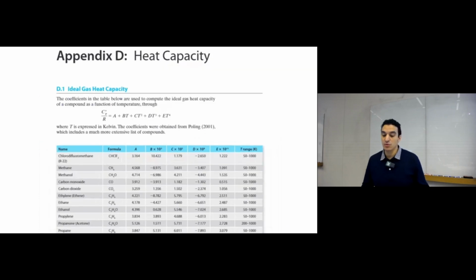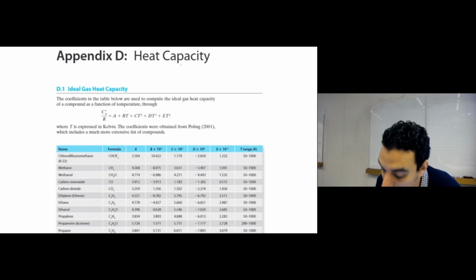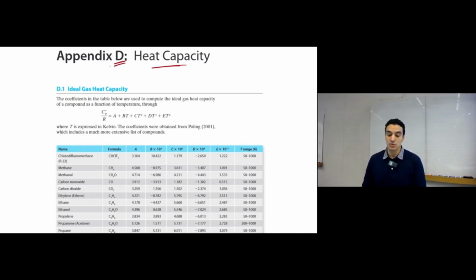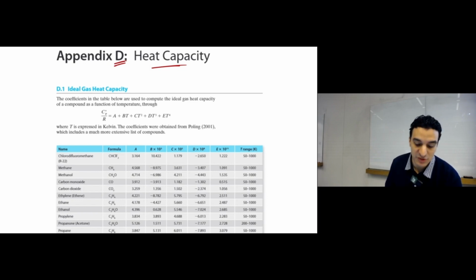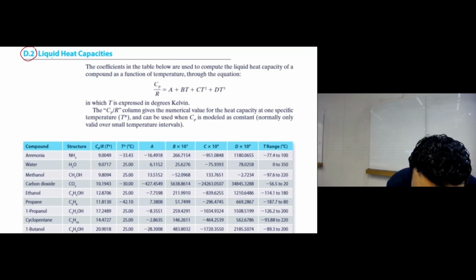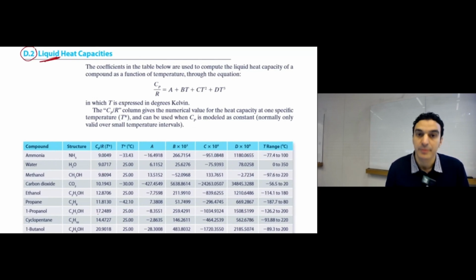Another appendix, and since we started talking about heat capacity, we have an appendix called Appendix D, which we can use to find the value of heat capacity. We have two tables in this appendix. We have Table D1, this is for ideal gases, and we have Table D2, this is for liquid heat capacity.